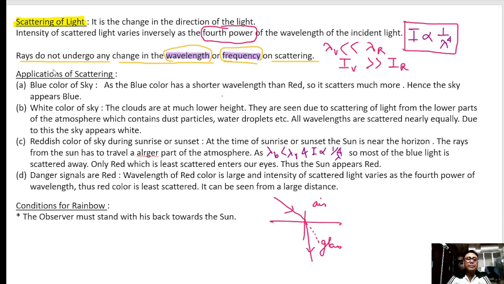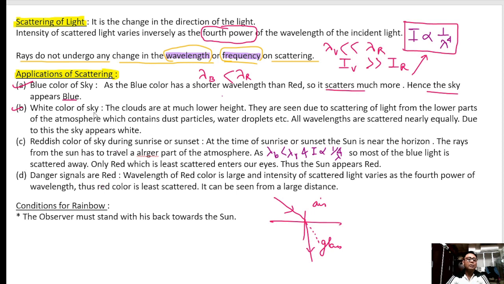Next is applications of scattering of light. So what are the applications of scattering of light? Number one, the blue color of the sky. Why? Because the wavelength of blue is less than the wavelength of red, and we know if the wavelength is less, it scatters more. According to our relation, it scatters more, so the sky will look blue.